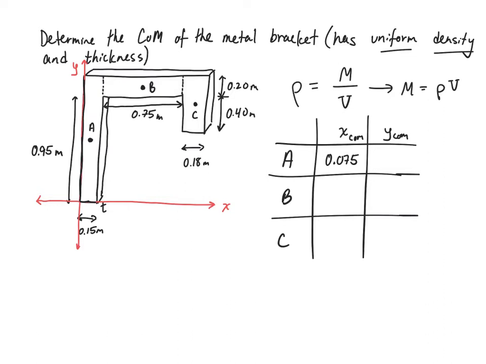Then we want to take a look at the y value. Well, the y value is not going to be half of this. Be careful, right? This one we only needed to go halfway across the 0.15. This is 0.95 plus this additional height of 0.2. So 0.95 plus 0.2, and then divided by 2, 0.575.